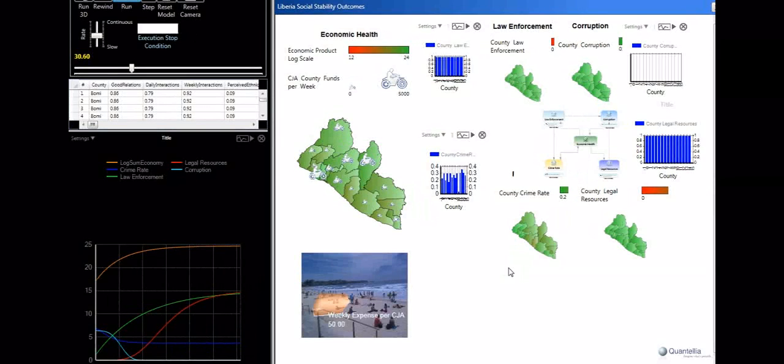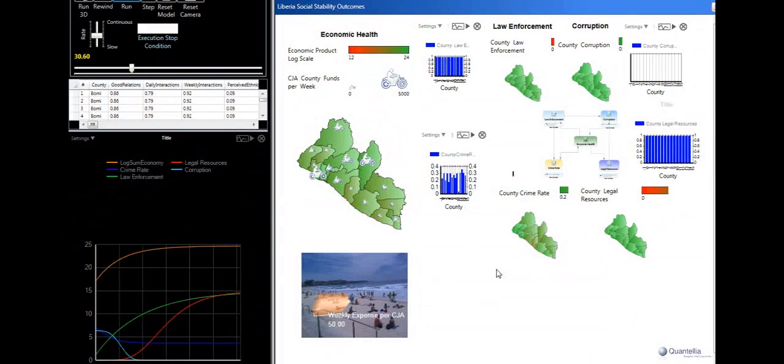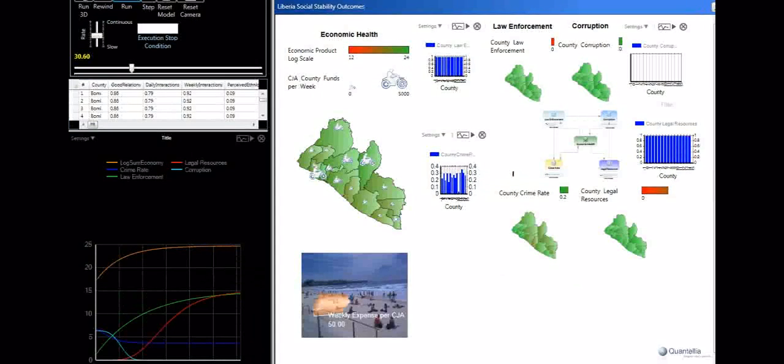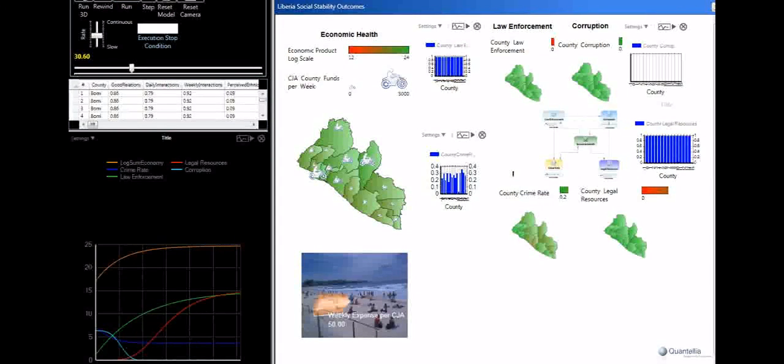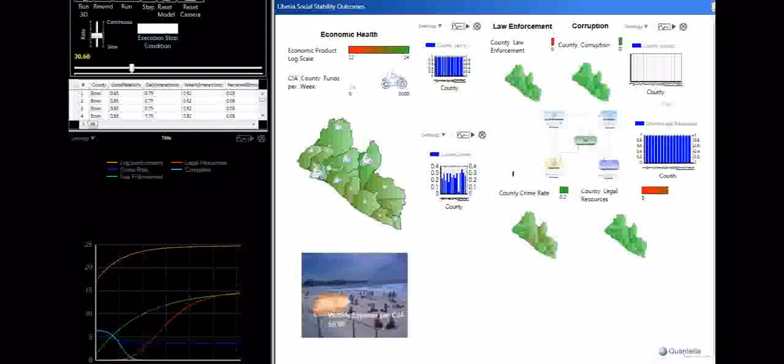And in the rest of this video, we'll show you some of the impacts of how that happens, as well as the impacts of different decisions around the amount of CJA help that supports various counties across Liberia. So there's a lot of complexity in this model. Let's drill into this and understand it piece by piece.